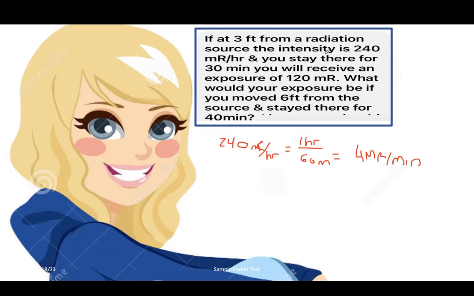So we have a distance of 3 feet. The intensity that we changed from 240 is now 4 milliroentgen a minute. And then it says that we'll receive an exposure of 120 milliroentgen. What would the exposure be if you move 6 feet?